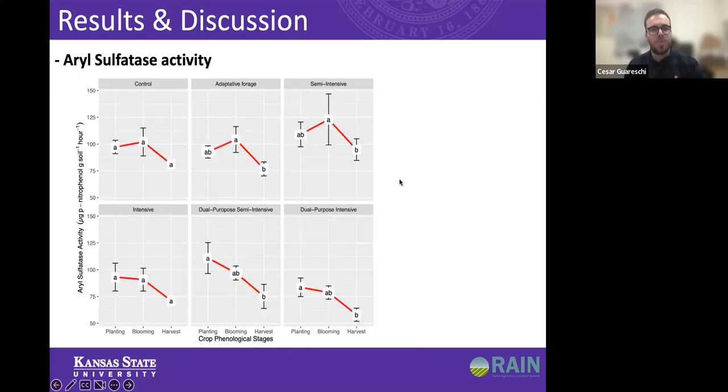Here we go. So for the first layer, we see for some treatments an increase in activity during the blooming stage, and going back down to lower activity going through the harvest stage on the first soil layer.